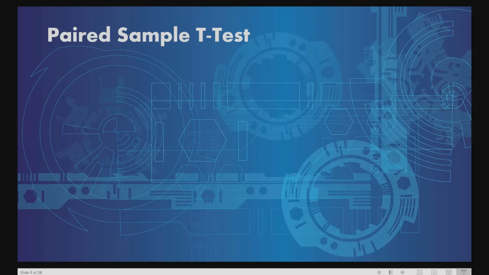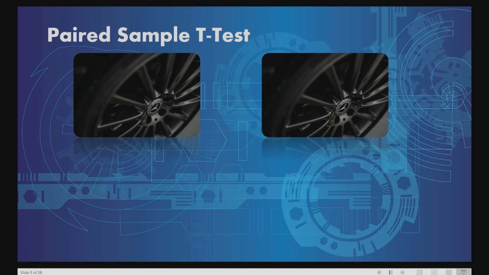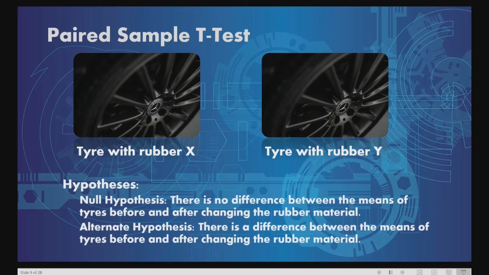Next, let's move on to the last type of t-test, which is paired sample t-test. Paired sample t-test is used to compare the same group of observation under different conditions. Let's say, for example, we have the same set of tire, but one set of tire with rubber X and the other set of tire with rubber Y. Our null hypothesis is that there is no difference between the means of tires before and after changing the rubber material. Whereas alternative hypothesis is that there is a difference between means of tires before and after changing rubber material from X to Y.